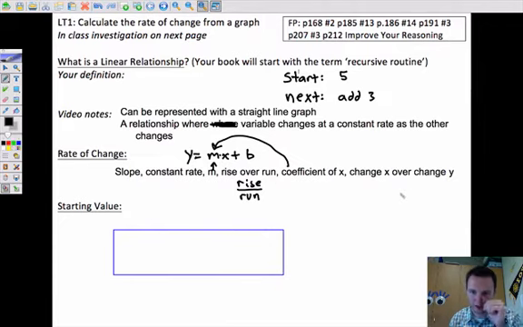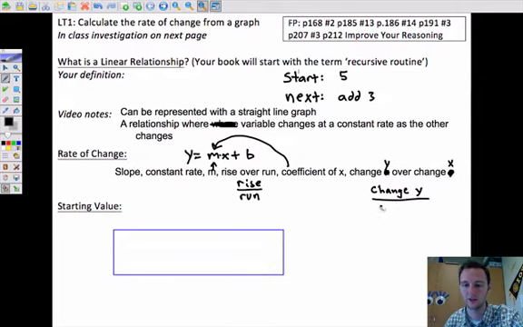And then the last one, and you may or may not have heard of this one, and actually there's a typo on here, that's my fault. Another way to talk about rate of change is the change in y over the change in x. That's the same thing as saying rise over run, because the change in y is really the rise, and the change in x is really the run. So these two are the same thing. Change in y over change in x.